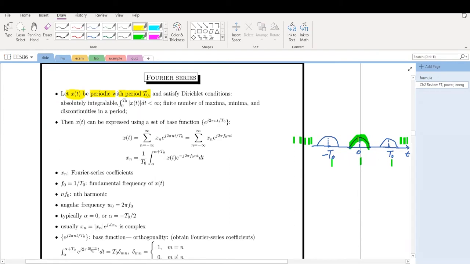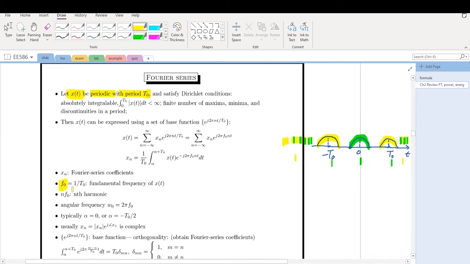For example, if this is a signal of any shape, it will repeat itself at T0 seconds. So this is T0, it repeats itself, and this is at minus T0, it repeats itself, and goes on, on both sides of the time from minus infinity to infinity. So this is the periodic signal with period T0.